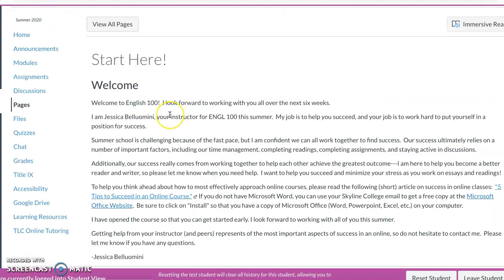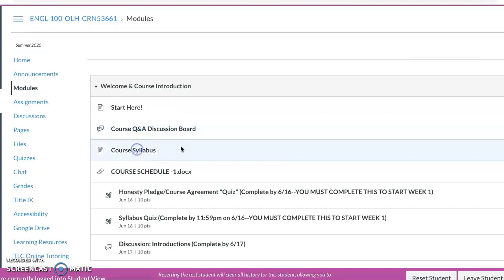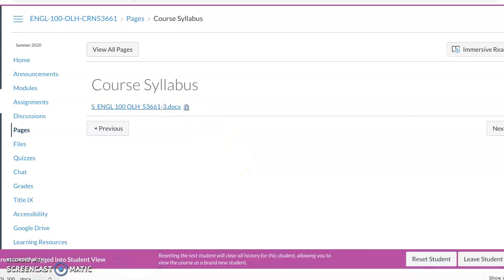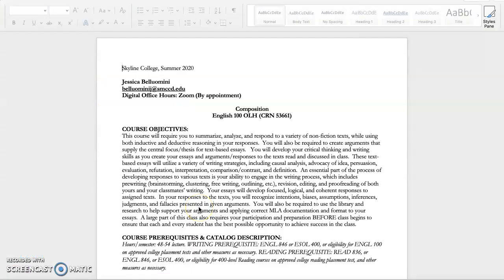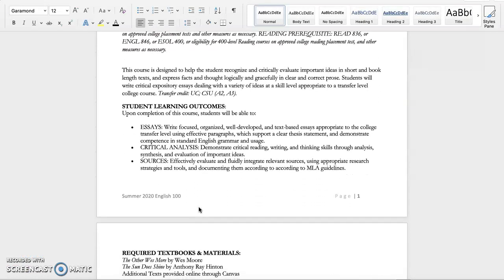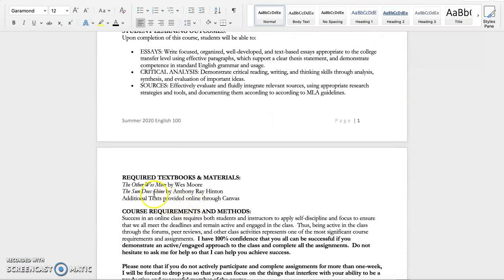So check that out. The course syllabus is on here. One of your first assignments is to thoroughly read it and do a syllabus quiz. So make sure you do read the syllabus. All of the course information is on here, as far as the grade breakdown and assignment breakdowns. We are reading 2 texts, The Other Westmore and The Sun Does Shine. You can do the ebook version or the real version, whatever you want. We are reading a lot of articles, which I will provide for free on Canvas, so just know that.